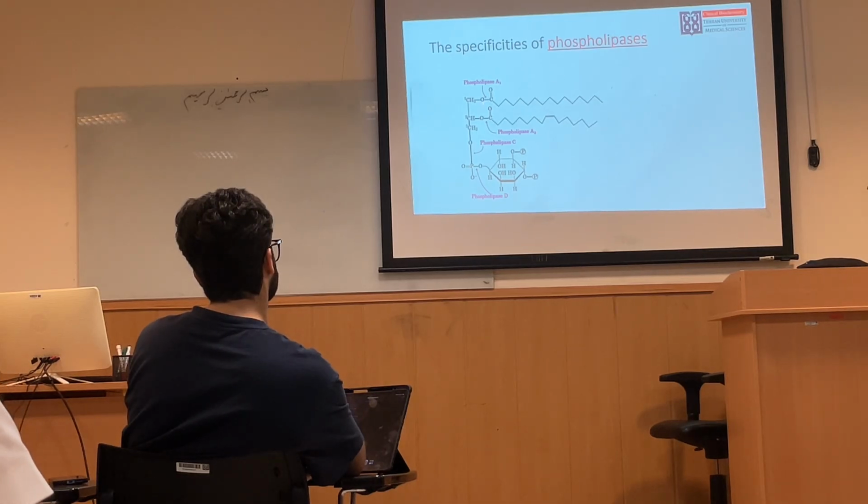The first one acts on carbon 1 on the first structure, we call it phospholipase A1. How about the second one? A2. How about this position? C. In this position, we call it phospholipase D. They digest these phospholipids. So you might think, what are those?